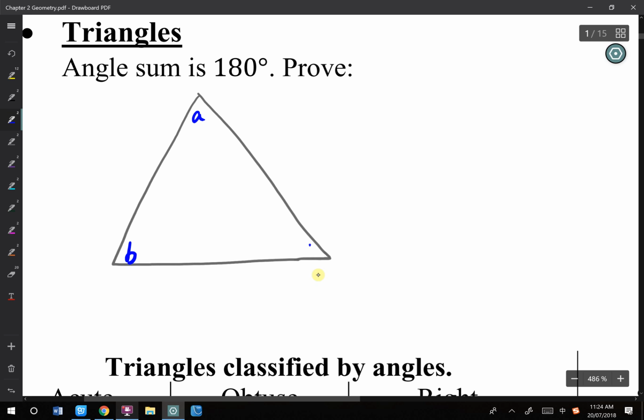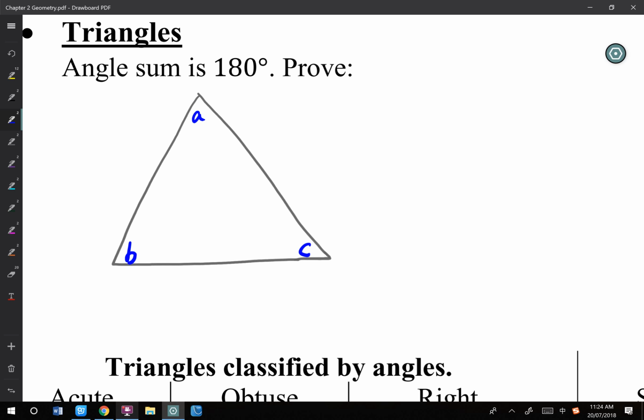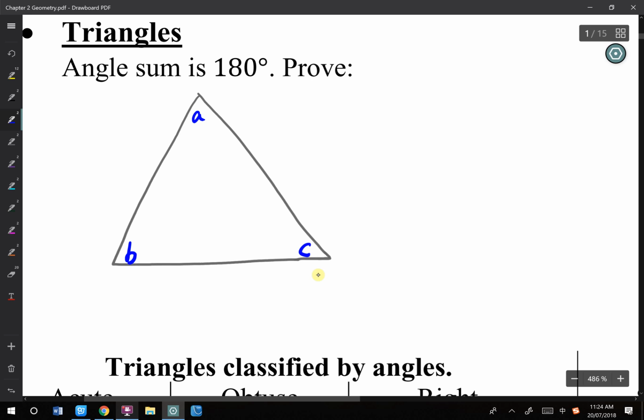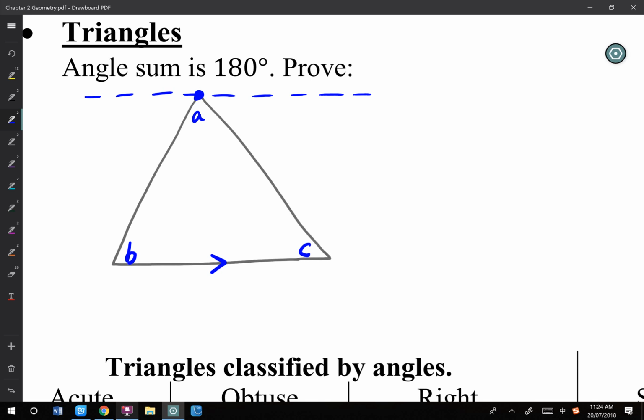If I have angles A, B, and C, I want to prove A plus B plus C equals 180. What I will do is draw a line through this point, parallel to the base.